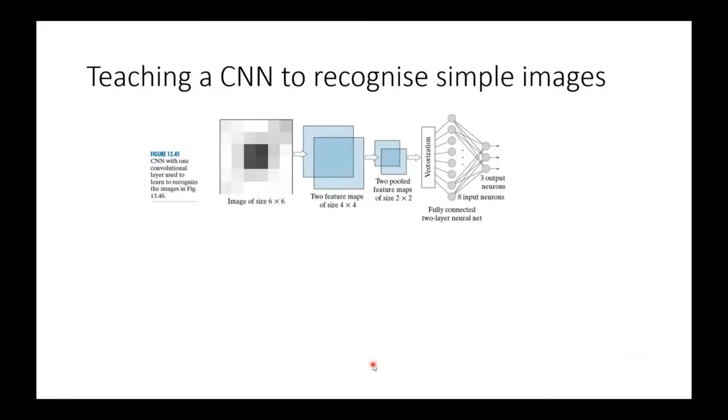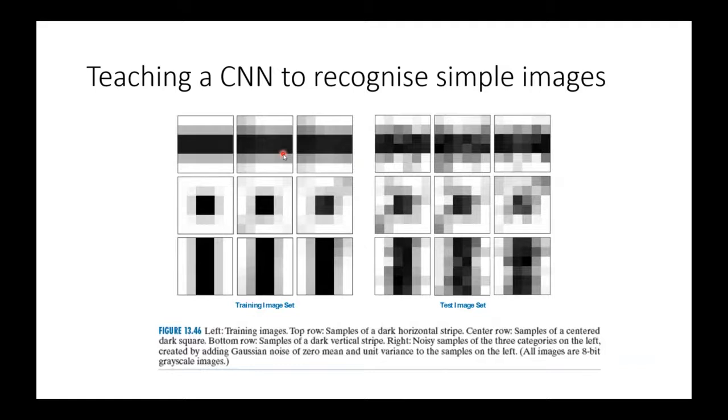This is a simple example of teaching a basic neural network with 2 feature maps, with 2 convolution kernels, one pooled layer to learn simple images. These are the input images that are given to this network, and these are the training set.